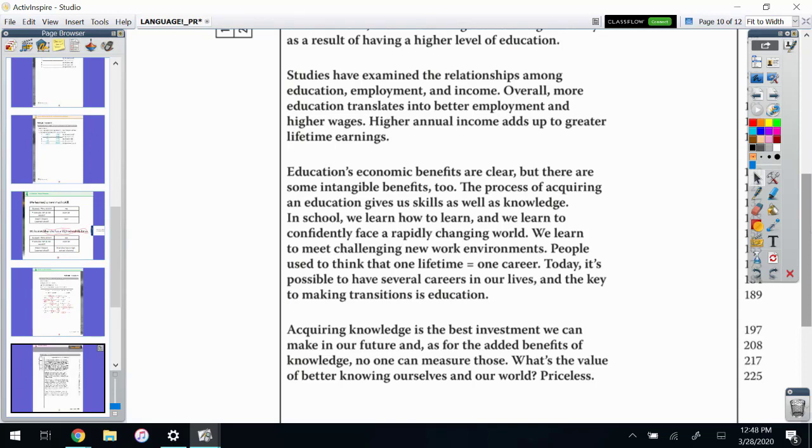Education's economic benefits are clear, but there are some intangible benefits too. The process of acquiring an education gives us skills as well as knowledge. In school, we learn how to learn, and we learn to confidently face a rapidly changing world. We learn to meet challenging new work environments. People used to think that one lifetime equals one career. Today, it's possible to have several careers in our lives, and the key to making transitions is education.